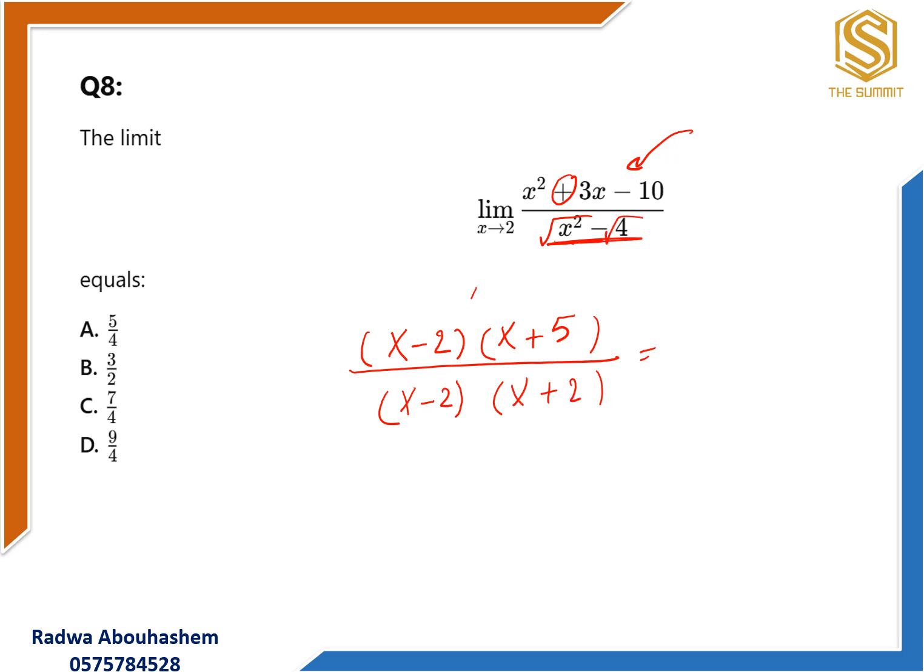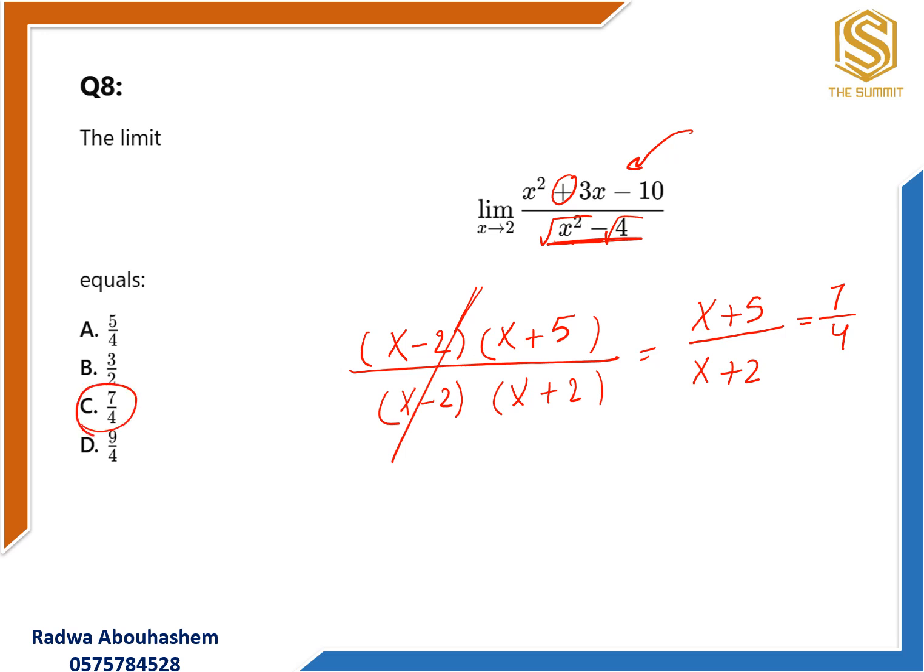Now let's cancel. I'm left with x plus 5 over x plus 2, and I will just substitute again. So 2 plus 5 is 7, and 2 plus 2 is 4, so 7 over 4.